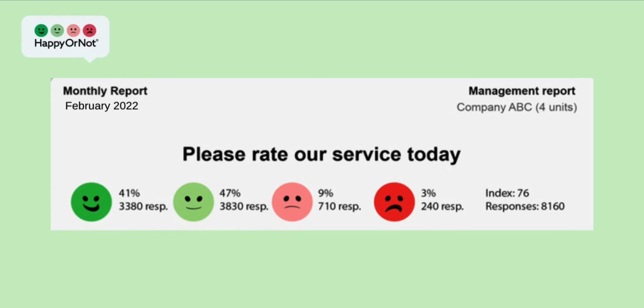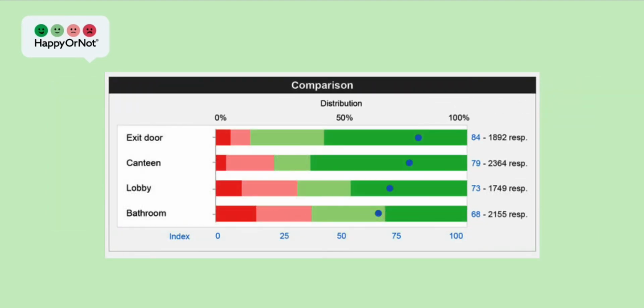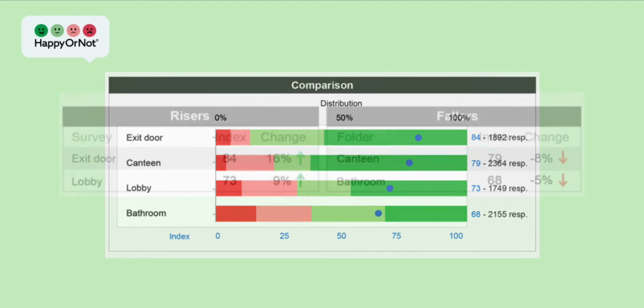The smiley buttons show the percentage and response amount, and you can also see the overall performance index value and the total amount of responses here. The comparison chart shows the results of each experience point in this group. You can also easily see each of their index value and total response amount. The best performed experience point is listed first, and the worst performed the last.